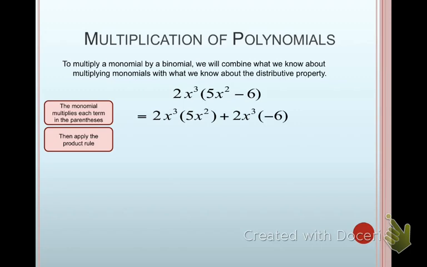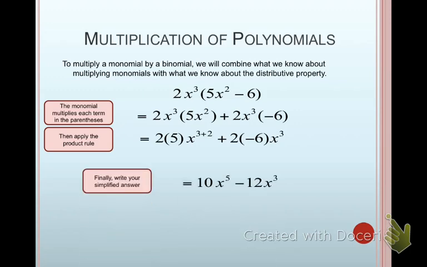And we're just going to apply the exact same rule we did before. We would do 2 times 5 and x cubed times x squared. And remember, when we multiply like bases, we add our exponents. And we would do 2 times negative 6, and our x cubed would just stay x cubed. Our end result would just be 10x to the fifth minus 12x cubed.